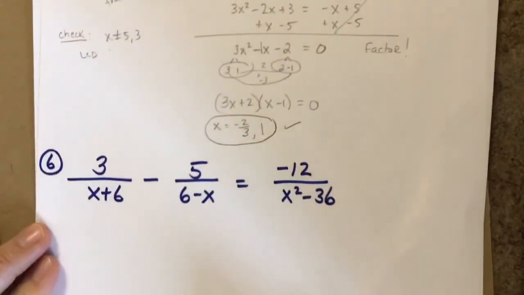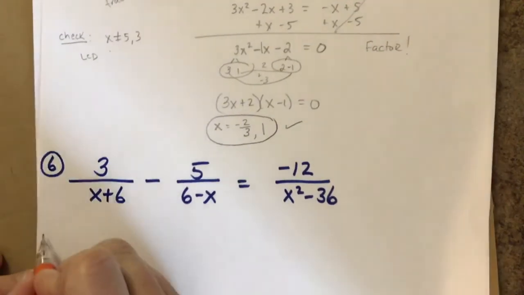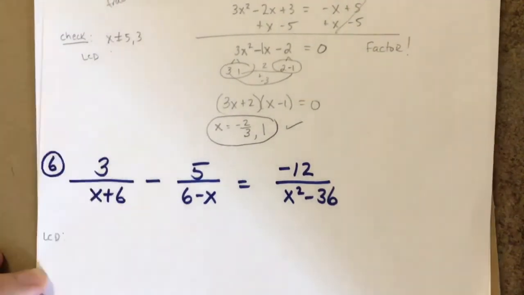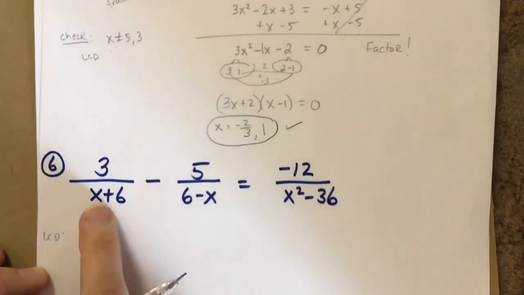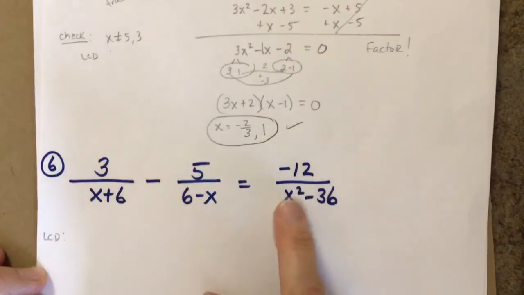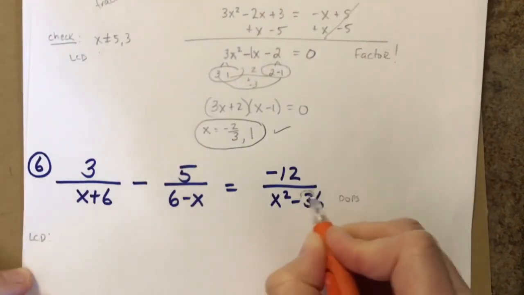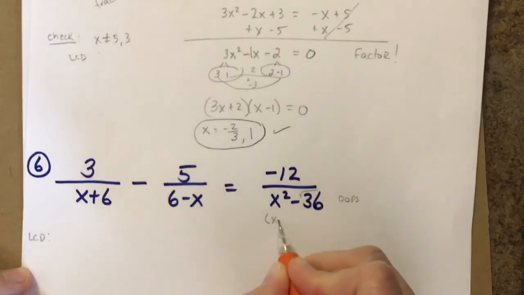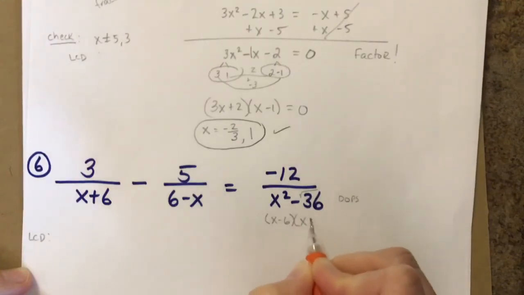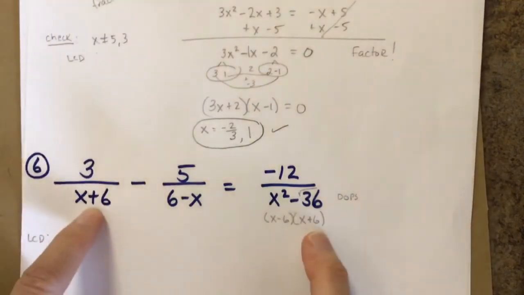Okay, last one. Do I need an LCD? Yes, I have a subtraction. Okay. So what will my LCD be? Well, let's see. I have x plus 6, I have 6 minus x, and I have x squared minus 36. This guy I have to factor. Difference of perfect squares, square root. You get x minus 6 and x plus 6. And then here I have x plus 6.